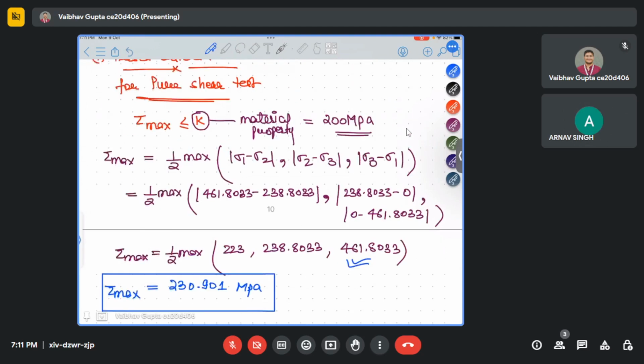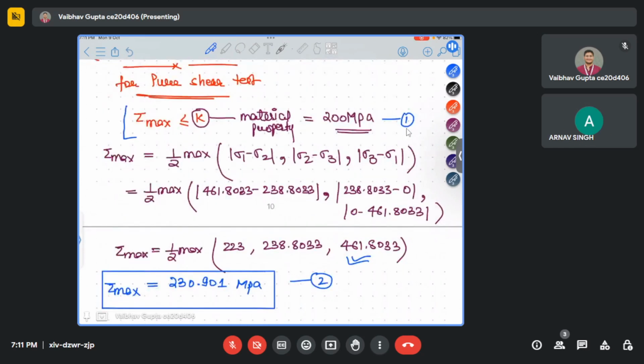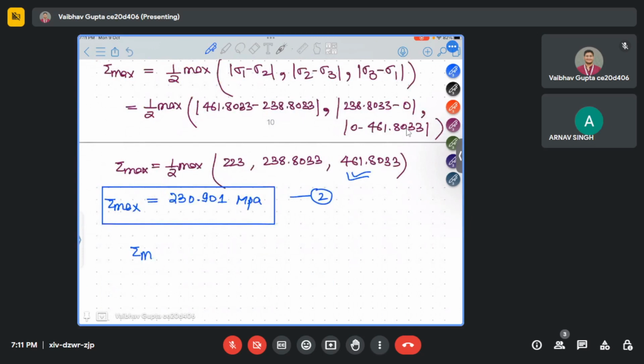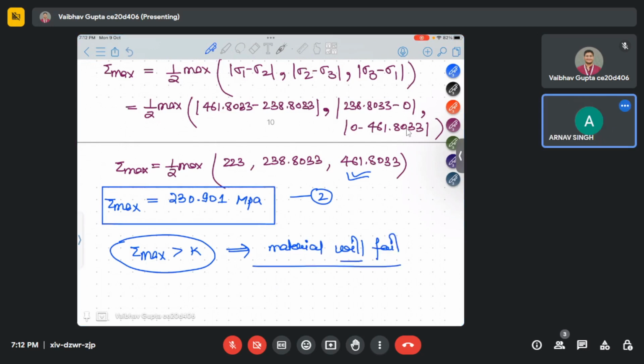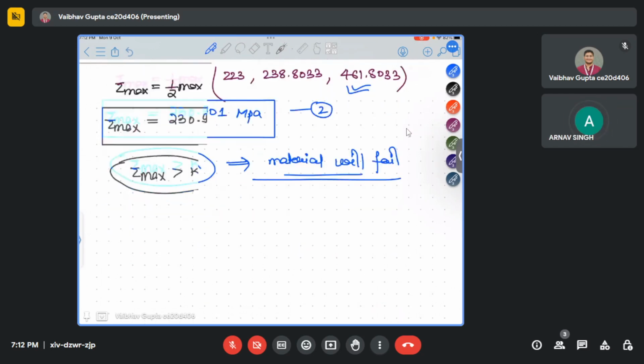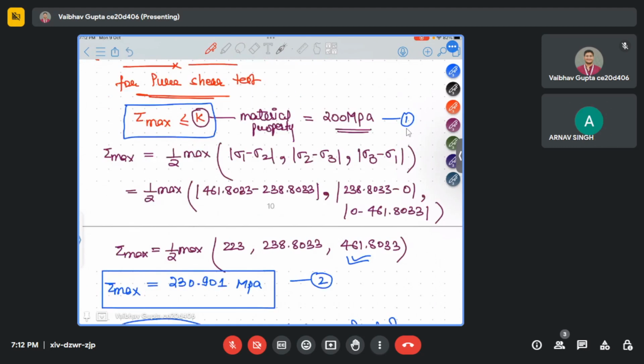So now you can see from this. According to the Tresca criteria, tau max should be less than or equal to K for a material to be safe. But here tau max is greater than K, which means the material will not follow the criteria, it will fail. Yes, the material will fail. If they ask whether the material will fail or not, you will say yes. Understood? So now second, we'll move to the von Mises criteria.